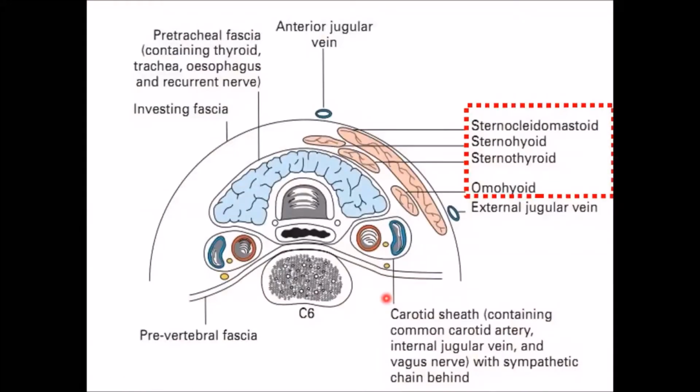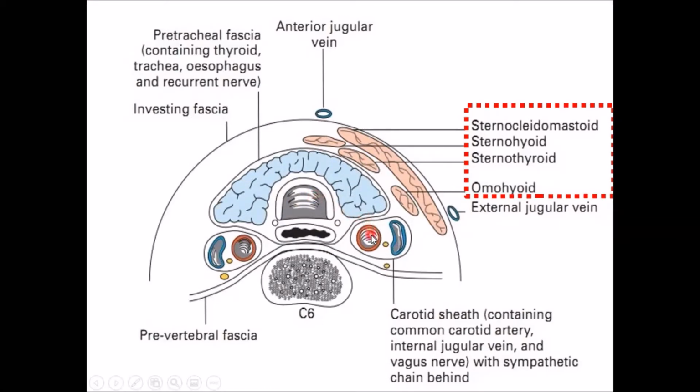These are the relations of thyroid gland in the neck. This blue shaded area is the thyroid gland. You can see, first of all, after the skin, there comes the investing fascia, which invests the strap muscles of the neck. As you can see, sternocleidomastoid, sternohyoid, sternothyroid, and omohyoid. These muscles are invested by the investing layer of deep cervical fascia. Then there comes the pretracheal fascia, which surrounds the thyroid gland, trachea, esophagus, and recurrent laryngeal nerve. So all these structures move upward when swallowing takes place.